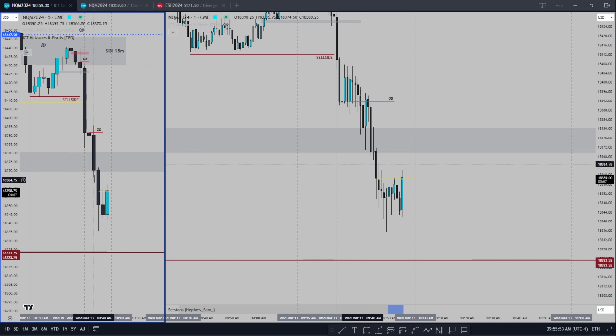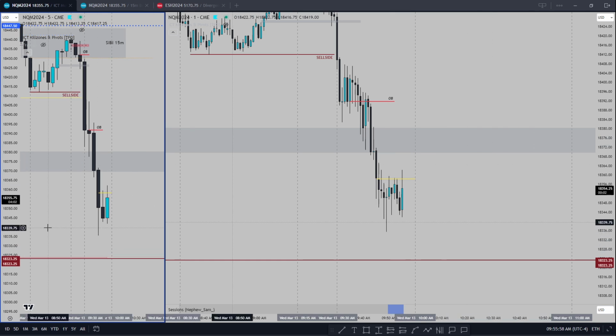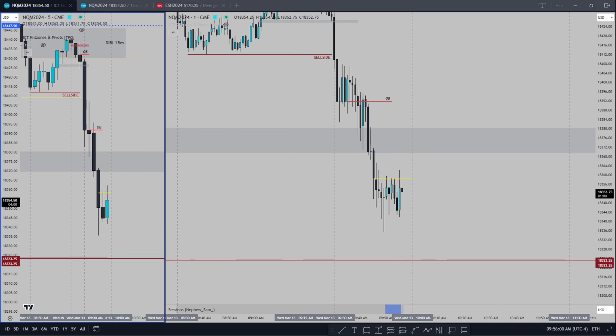Watch this 5-minute imbalance too, but split those, drag them out. And if you wanted to, you could drop down to your 20-second chart. And there's a possibility that it's a 20-second market maker sell model.